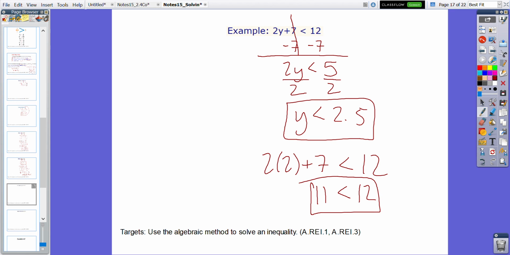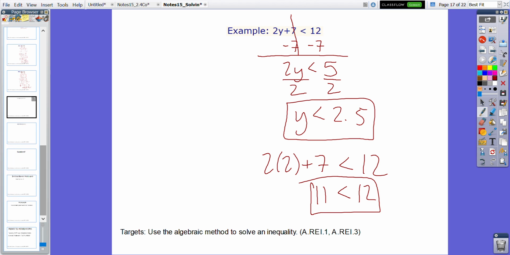Okay. All right, guys, so that's about it for this crash course on solving inequalities. Remember, it's just like solving an equation. You just have to be mindful of the sign, okay?